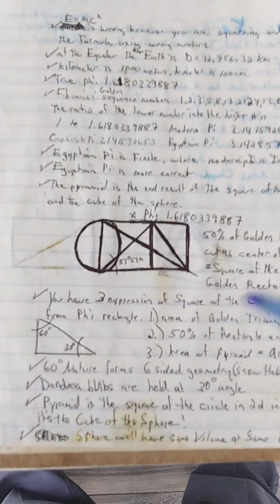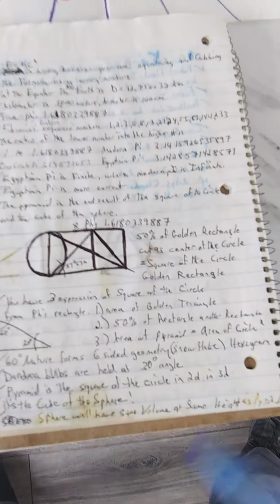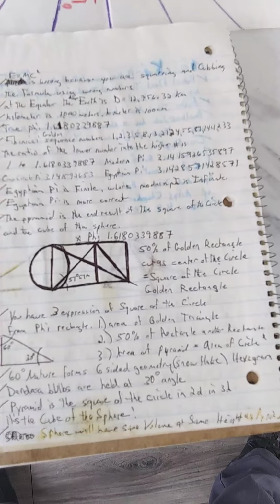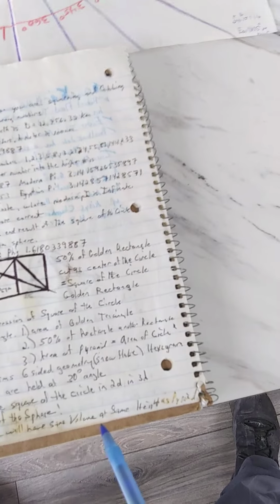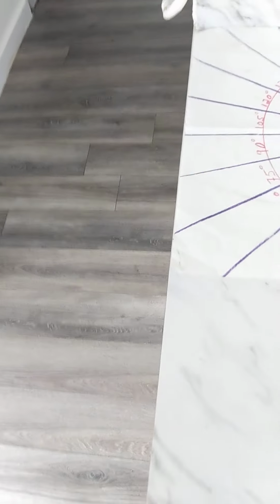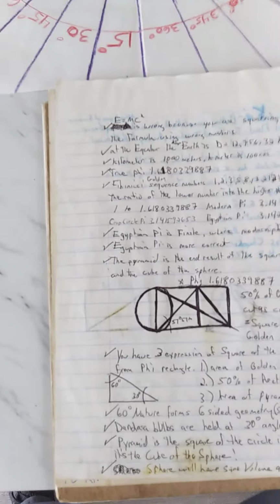This is what I'm getting at. That's what the tic tac is showing you. Let me say that again. The pyramid is the square of the circle in 2D, and in 3D, it's the cube of the sphere. And that's what we're looking at. We're always seeing in 3D. So the sphere will have the same volume at the same height as the pyramid. And it says that the pyramid is a sphere with the same height and the same volume. Okay, so that's how this whole tic tac thing is working.